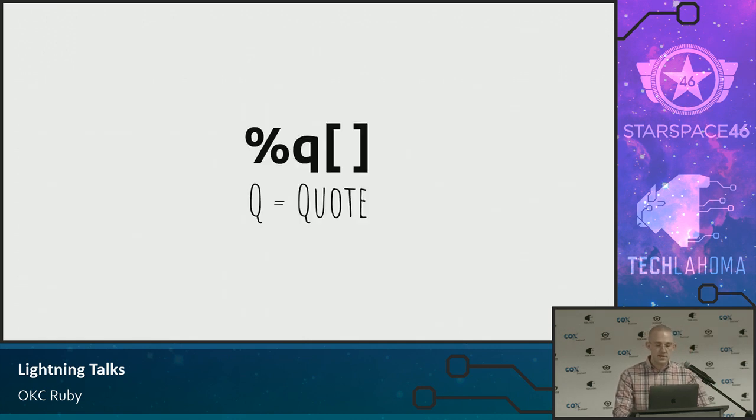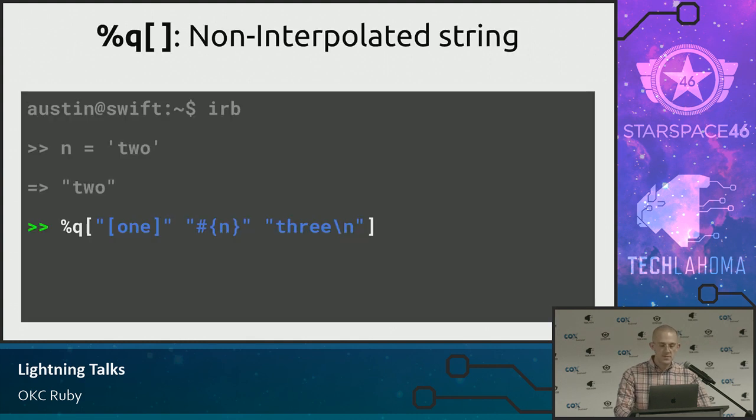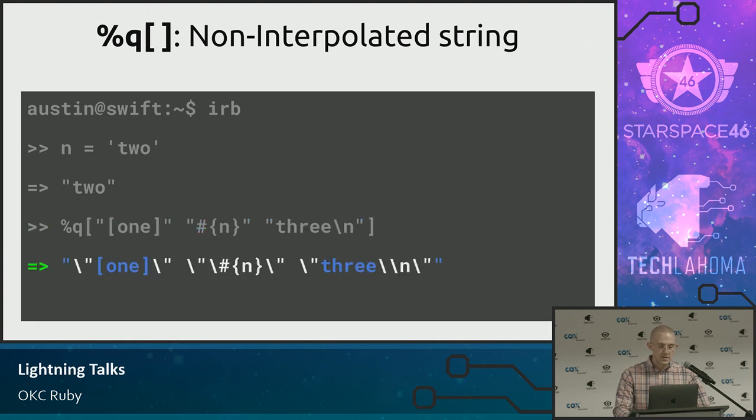Conversely, if we look at the lowercase q without interpolation, it's going to do something a little bit different. The same statement performed with the modifier of a lowercase q is still going to escape the double quotes. However, it's also going to escape the hash before the requested interpolation, and it's also going to escape the newline at the end. So it's literally just a string.